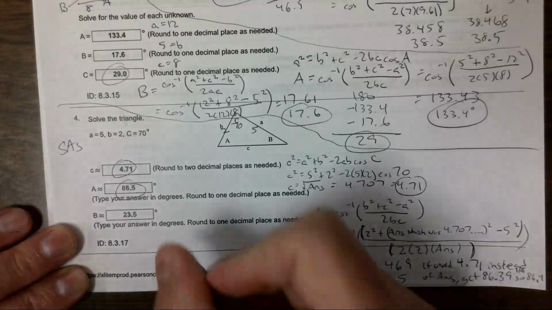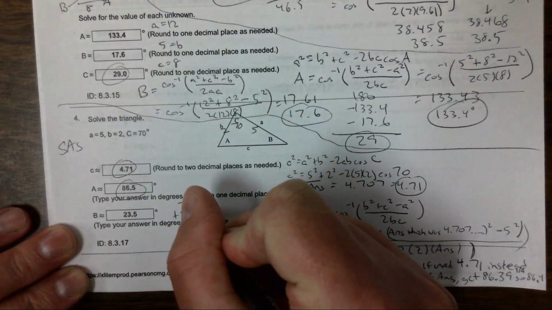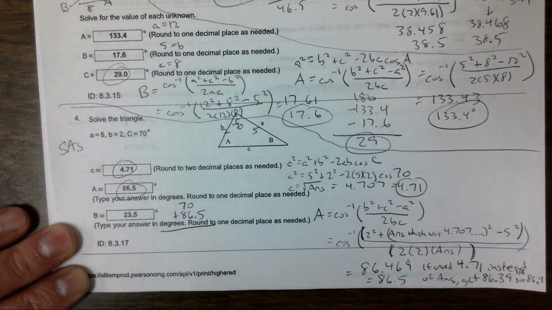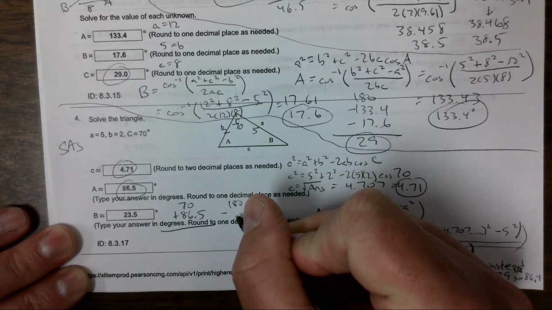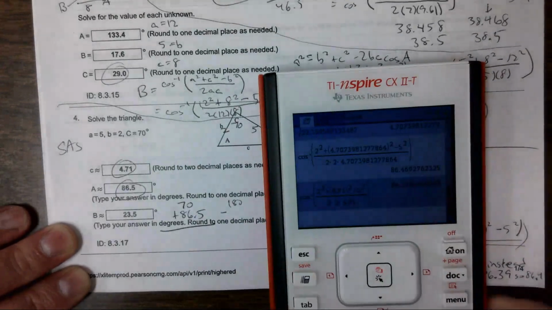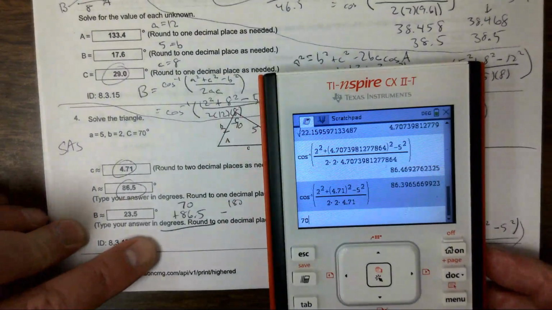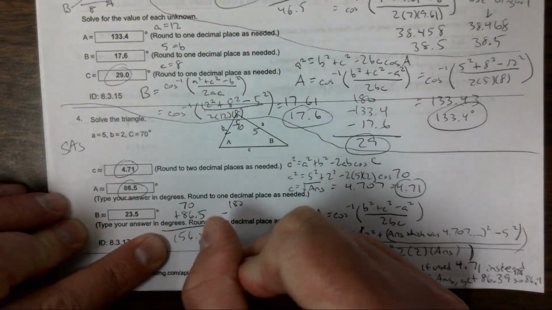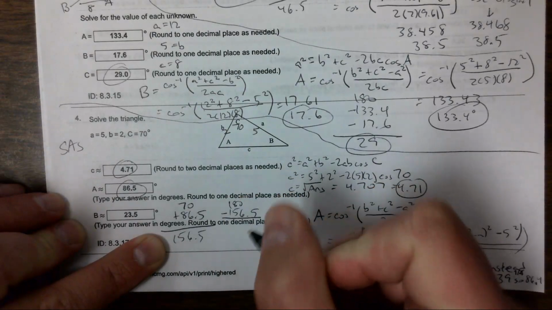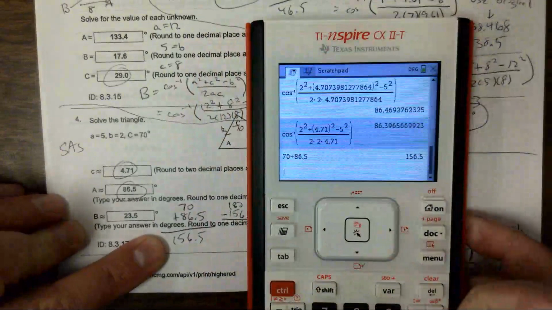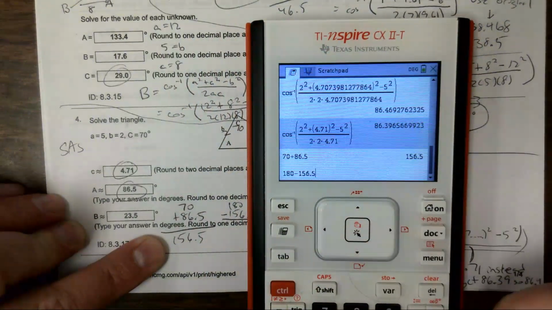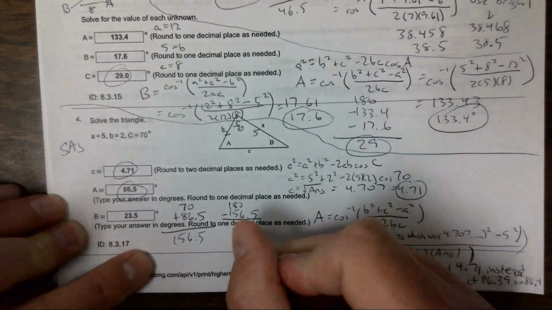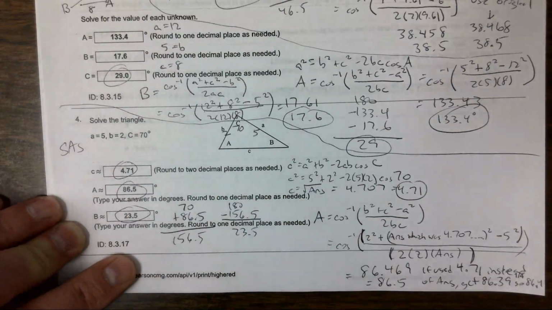Then the next part is if we know two angles, we get our third. So 70 plus 86.5 is 156.5. And when we do 180 minus that answer, we get 23.5. And so that's that one. Okay, so there's number 4.